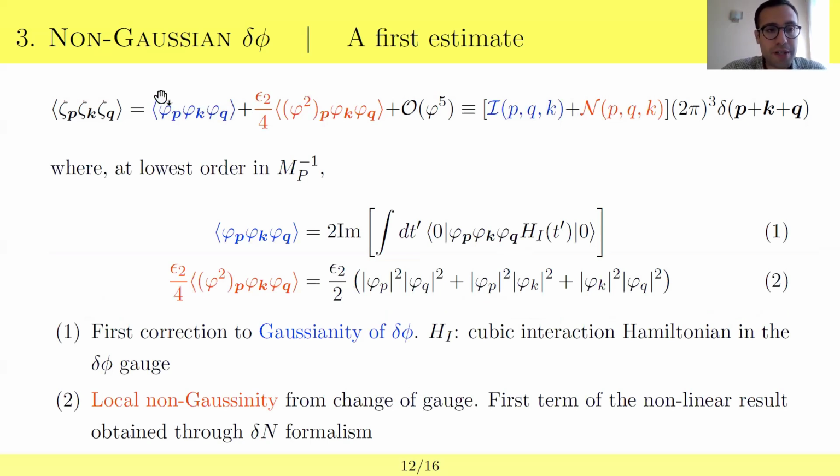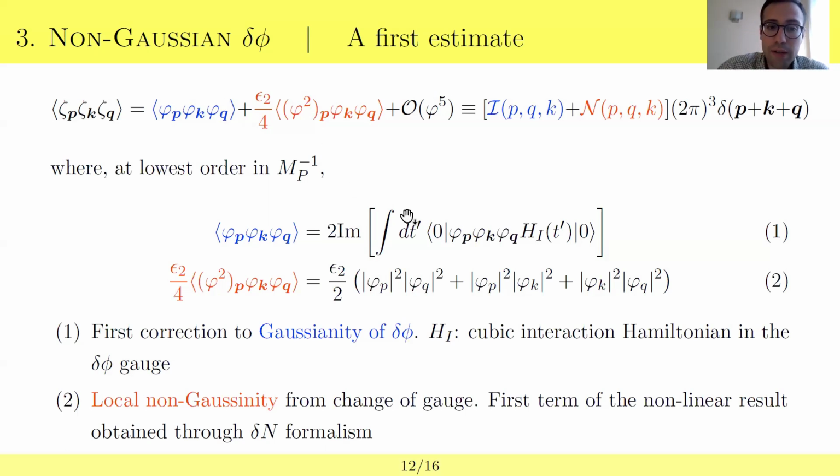So the first term is telling us that there is a contribution to the bispectrum of zeta that comes from the bispectrum of delta phi. Now, the bispectrum of delta phi, of course, is only non-zero if delta phi is non-Gaussian. In other words, this term here is an indication of this intrinsic contribution from the non-Gaussianity of delta phi to the non-Gaussianity of zeta. As I said before, it's only non-zero if delta phi is non-Gaussian.